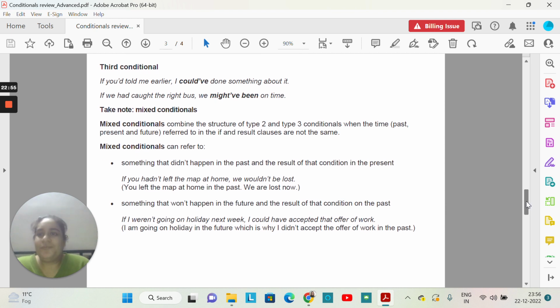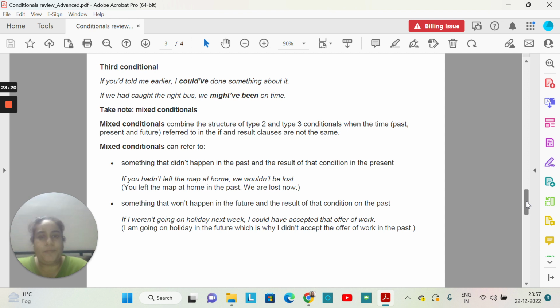Okay, third conditional. If you had told me earlier, had told is past perfect. If you had told me earlier, I could have done something about it. Could have done PP something about it. If we had caught the right bus, we might have been on time. Right? Now let's look at some mixed conditionals and what do they mean.